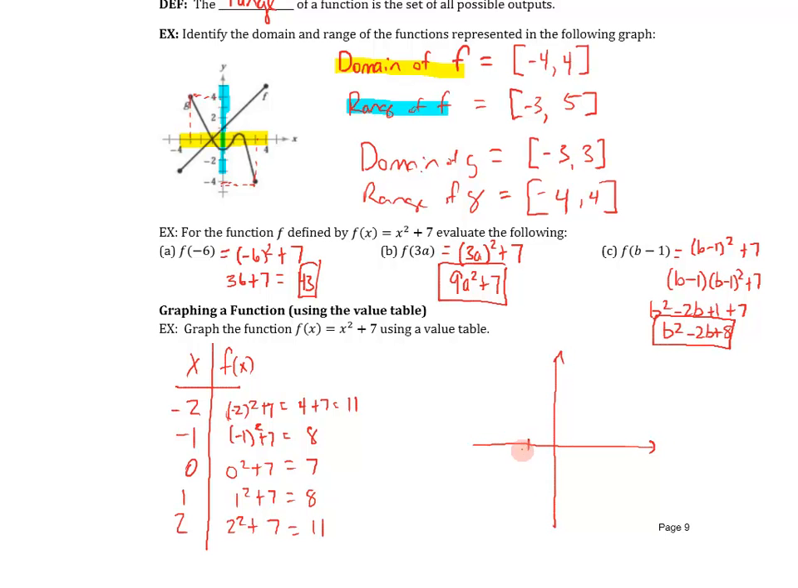So at -2, we go up to 11 here. And then at -1 we're at 8, right here. And then 7, 8, and 11. And the shape, of course, we recognize as our parabola. But the point being now that, in this case, instead of having y equals x squared plus 7 that we've graphed before, you can do it as a function.